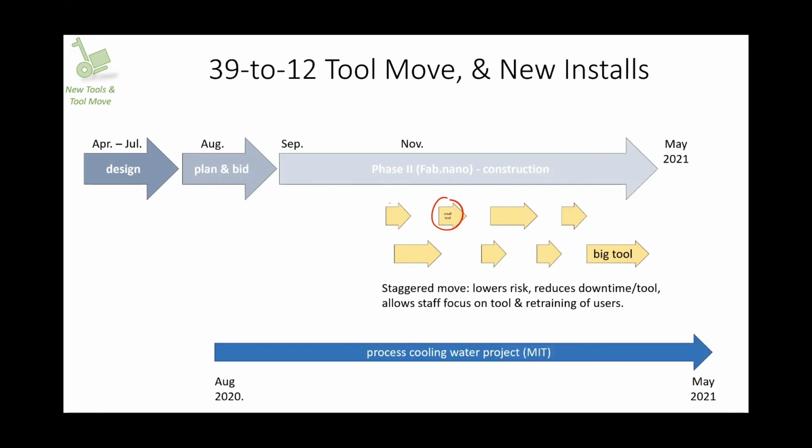In addition, just to give you a heads up, MIT has the process cooling water project ongoing that will start in August and run also about until May. So there are really 2 construction projects happening in the clean room at the same time. To a certain degree, that also drives at what point the big tools get installed, or whether they get a temporary chiller until we're able to cut them over to the cooling water project.